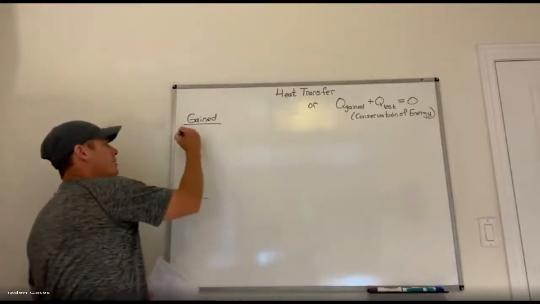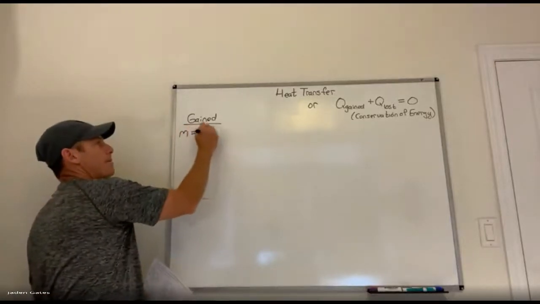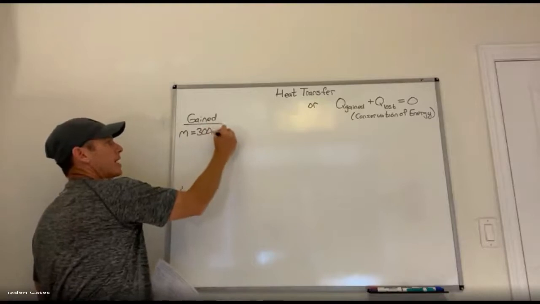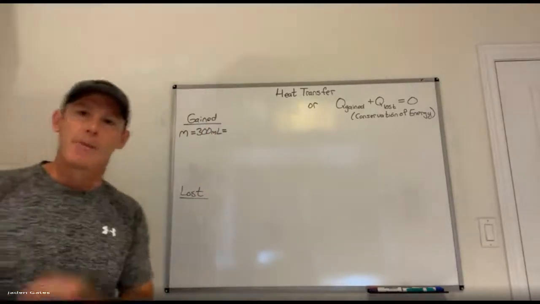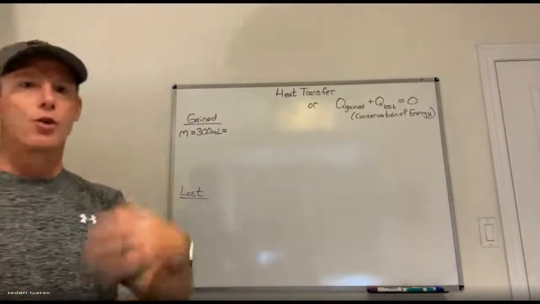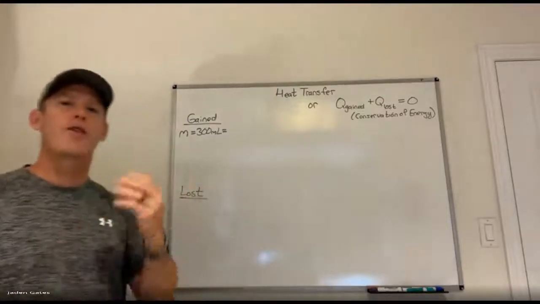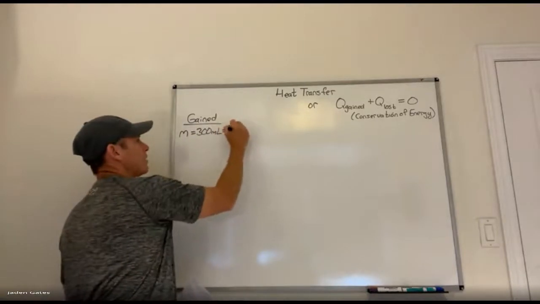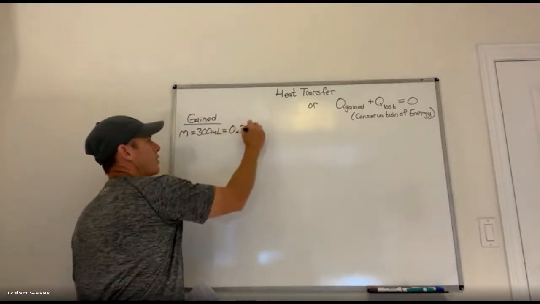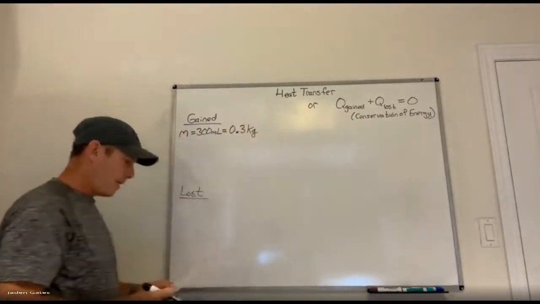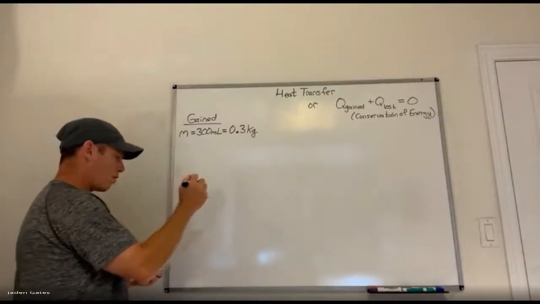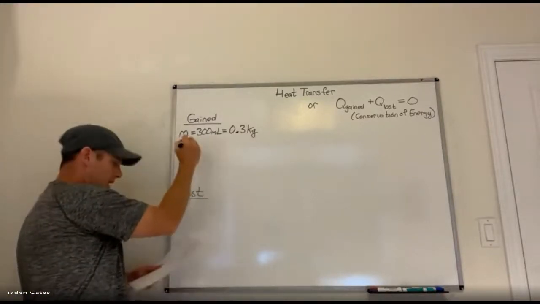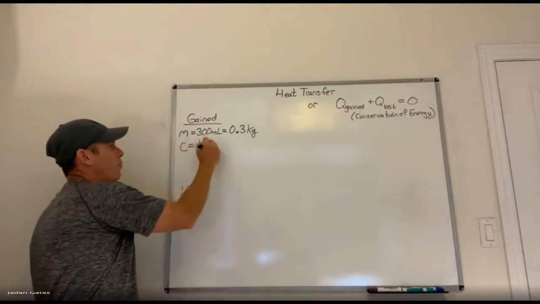And again, the mass, it says, is 300 milliliters. For conversion purposes, milliliters are equal to 1 gram. And as I've mentioned many times before, there's 1,000 grams in a kilogram. So we're going to have to divide this number by 1,000, and it's going to be 0.3 kilograms. Again, we're talking about the water here. It has a specific heat capacity of 4,180.